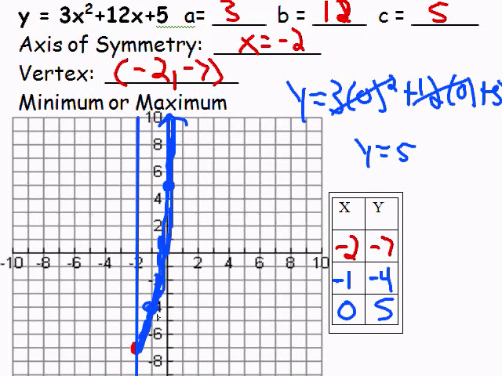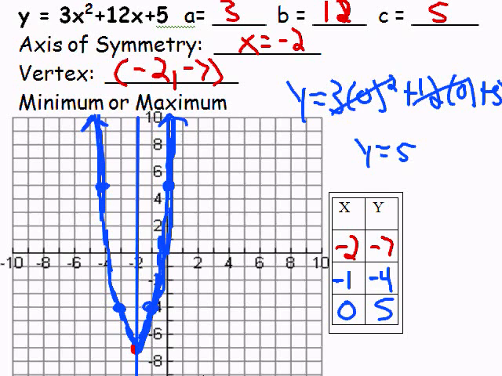All I gotta do is reflect these points. Since it's 1 away from the line, I go 1 to the other side. Since this was 2 away from the line, I go 2 to the other side. And I've just created this other half of my parabola without having to do much math, or rather any math at all, except for a little bit of counting.